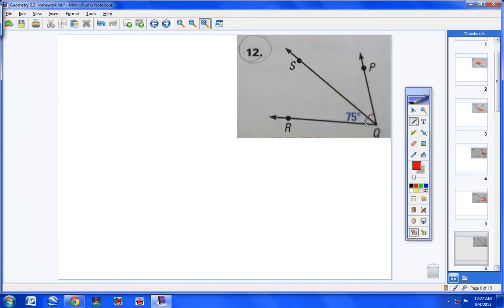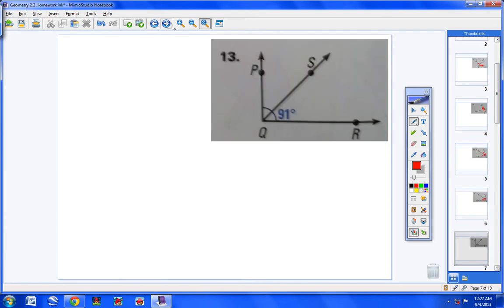Okay, this whole angle right here all the way across is 75 degrees. QS cuts that angle right in half. They tell us that in the directions. And so they want us to find the measurement of this little angle here and this little angle here. So we're going to take 75, cut it in half, and we'll get 37.5 degrees for this angle and 37.5 degrees for this angle here. Okay, moving on to number 13.